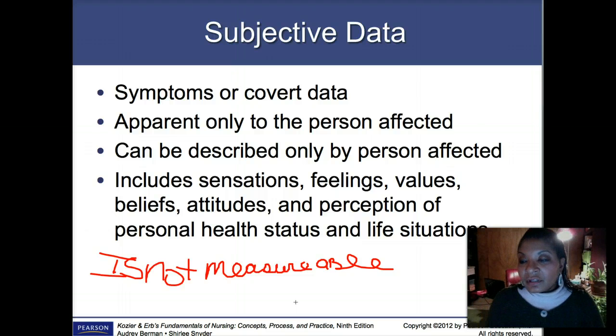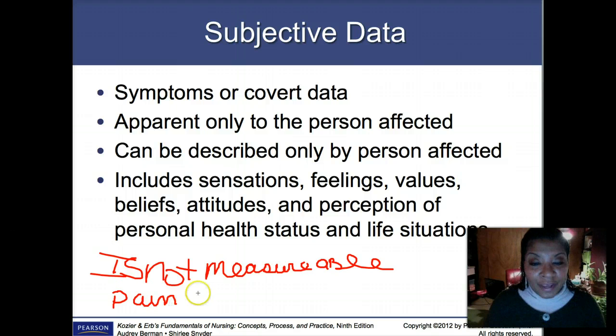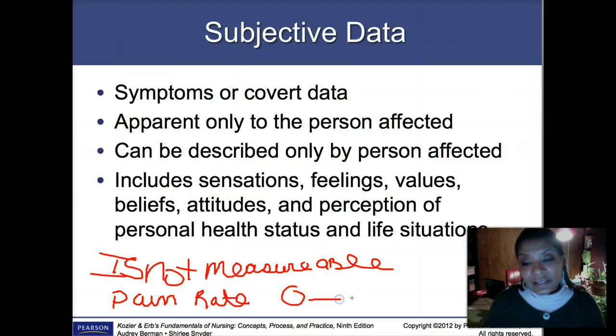Another common subjective complaint is pain. Now, we typically will ask the patient to rate their pain 0 to 10, 0 being the least and 10 being the most. Though we're asking them to rate the pain, it still is subjective data because we can't actually measure it. What might be a 5 pain for me might be a level 10 for somebody else. So it's whatever the patient says it is.